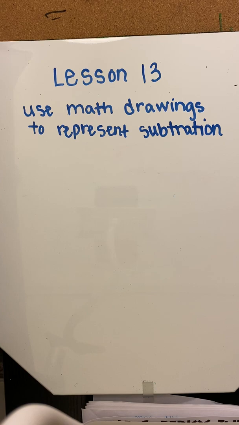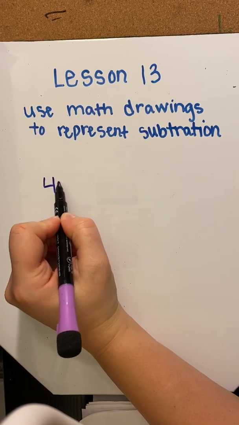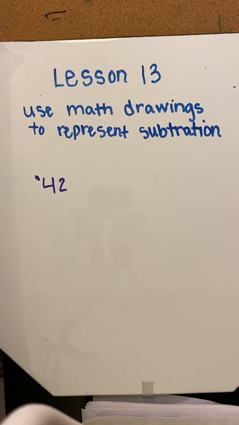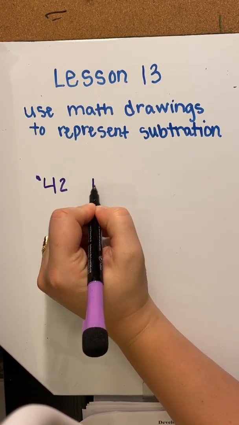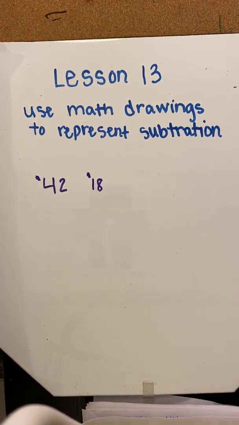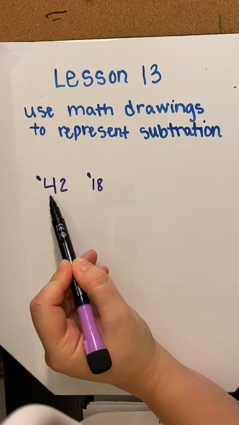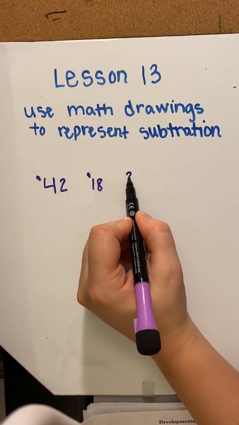So it says, Miss Beachy went shopping with $42. Okay, so she has $42. She spent $18. How much money did she have left? Okay, so this is what she started with, and she used this. So we want to know this number.